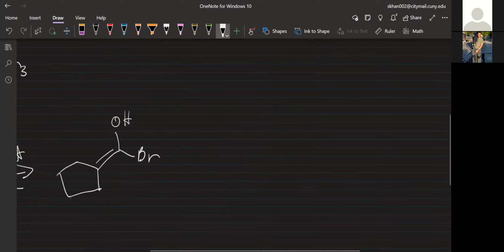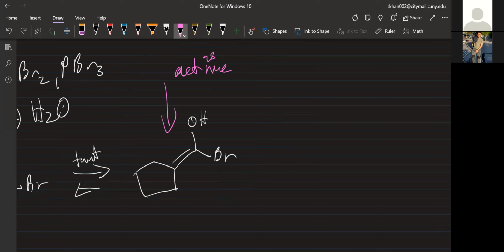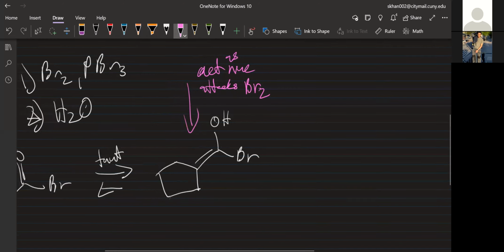Okay, and then the book doesn't show this part of the mechanism, but essentially this acts as your nucleophile. As a nucleophile, it attacks Br2, let me write that a little bit neater, and then attacks Br2, reforms your carbonyl, and then you'd basically get something that looks like this.